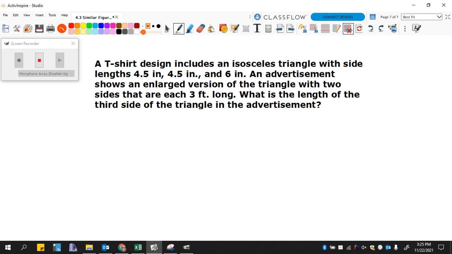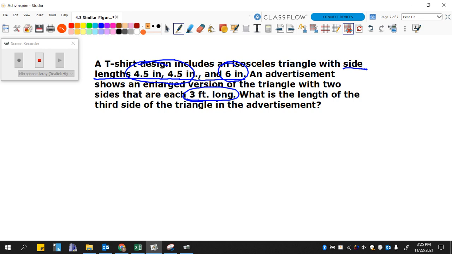A t-shirt designer includes an isosceles triangle with side lengths 4.5 and 4.5 and 6. The two congruent side lengths are the 4.5 and 4.5, and the base would be 6. An advertisement shows an enlarged version of the triangle with two sides that are each 3 feet long. What's the length of the third side, or the base, of the advertisement?